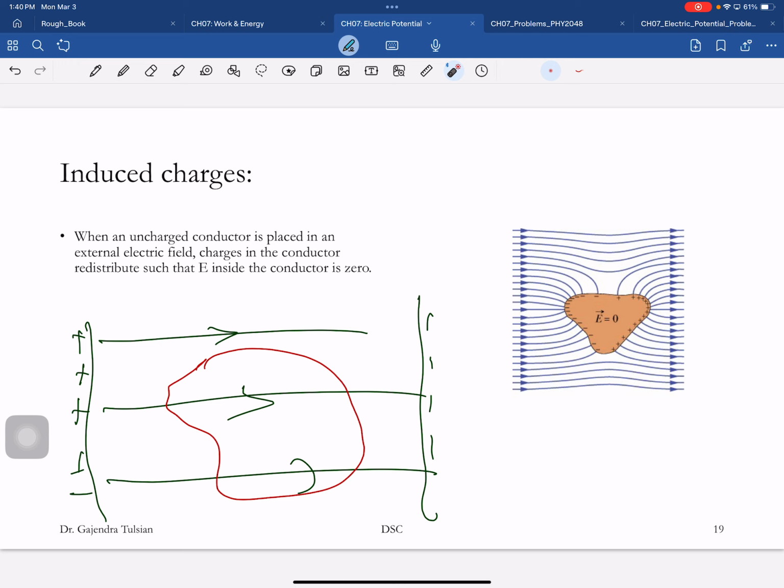Once you induce the charges and it's removed from the electric field, will it stay that way, or will it snap back to what it was? Okay, very good question. If you remove this piece of metal from the electric field, it'll go back to its neutral state, and this electric field will go back to its original state.